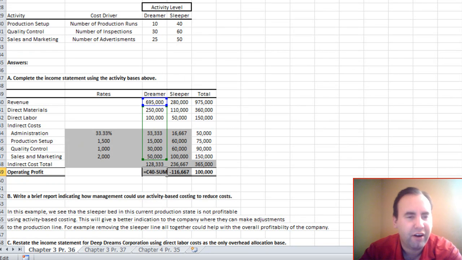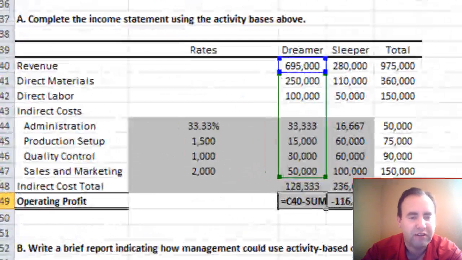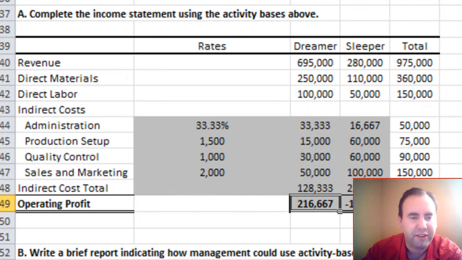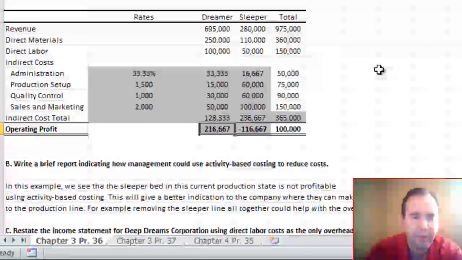In order to figure out our total operating profit, we take our revenue and subtract all of our costs. For the Dreamer, it'll be $216,000. For the Sleeper, it'll be a negative 116,000, and the total will be 100,000 in terms of operating profit.